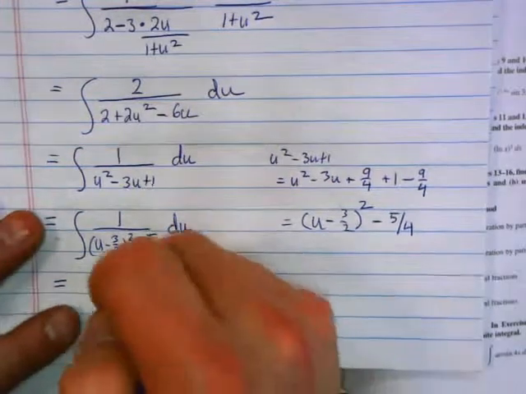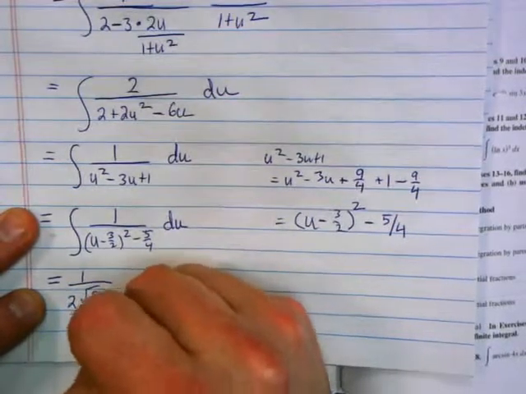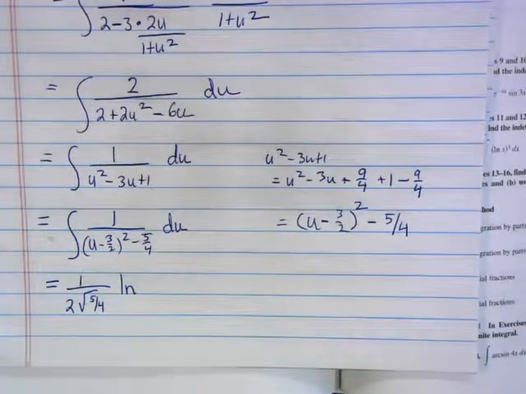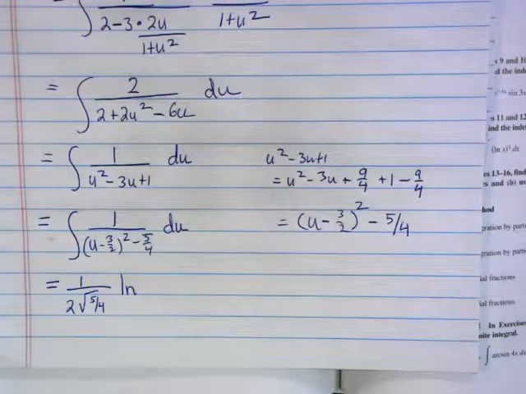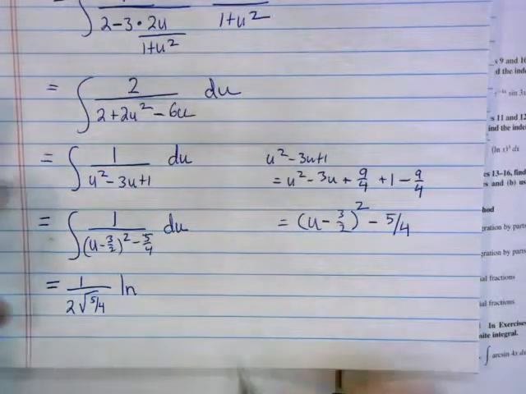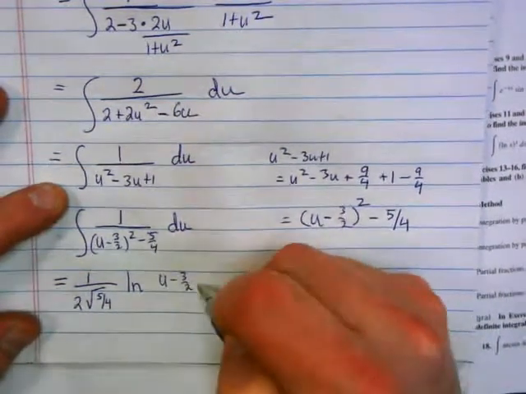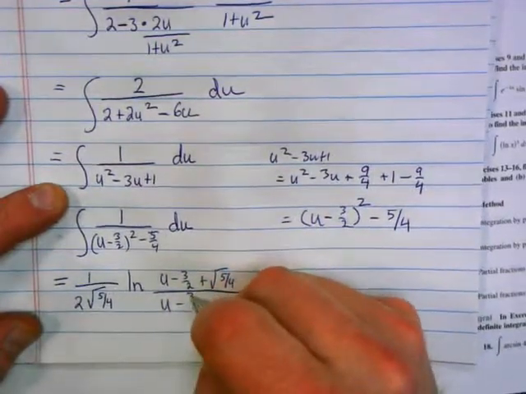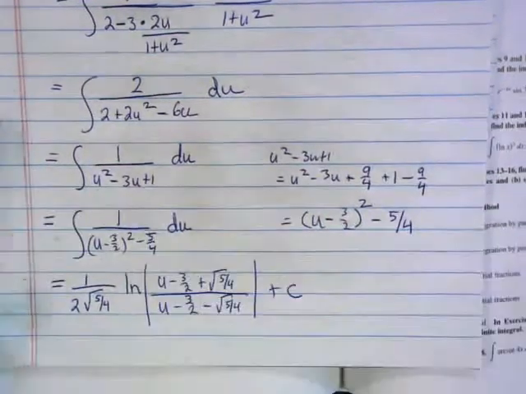It's 1 over 2a. So that's 1 over 2 square root of 5/4 ln. I can never remember if it's u plus a over u minus a, or if it's u minus a over u plus a. It's one or the other, though. U plus a over u minus a. So it's going to be u minus 3/2 plus square root of 5/4 over u minus 3/2 minus square root of 5/4 plus c.